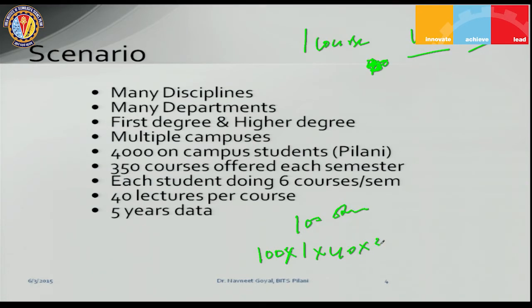Then you multiply it by the number of courses. On average, I'm saying that there are 100 students registered in a course. Multiply it by 350, which are the courses that are offered. And 5 years of data, so that means I'm looking at 10 semesters of data. So this would be the size of the fact table.